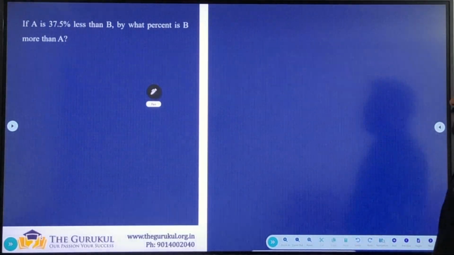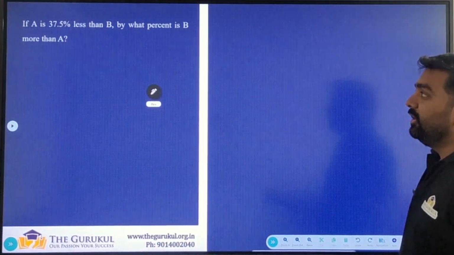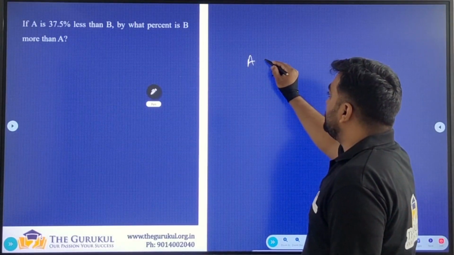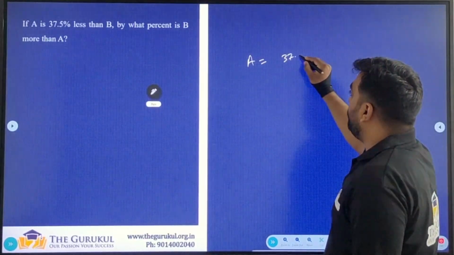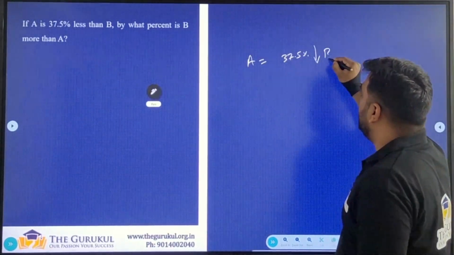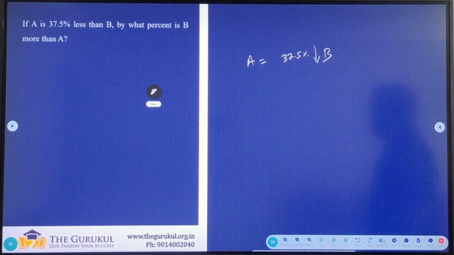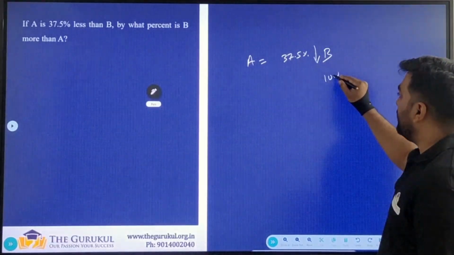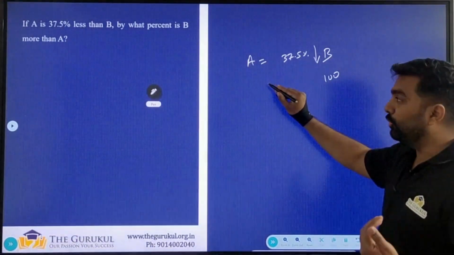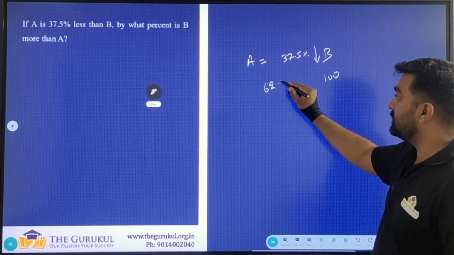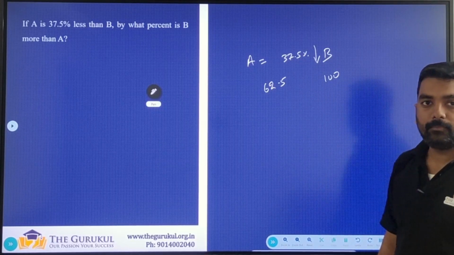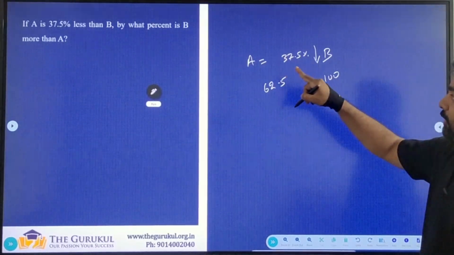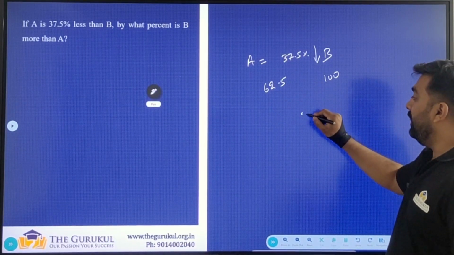Next one. If A is 37.5% less than B, A is equal to 37.5% less than B's value. What percentage is B more than A? Standard way, I can assume B is 100, A will be equal to, if it is 40 less, 60, 62.5. But the problem is, if you are calculating in reverse, by what percentage is B more than A?